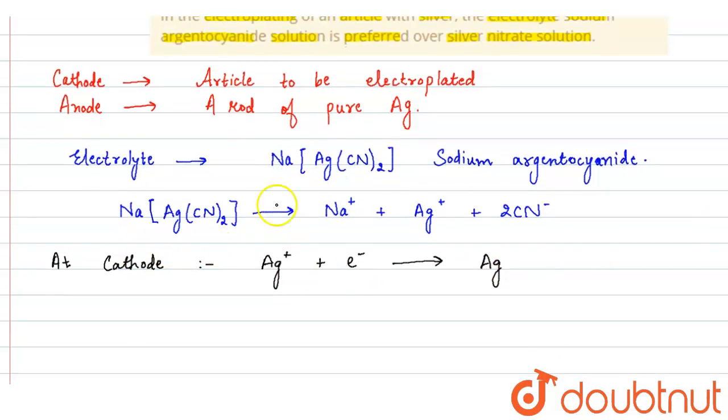Now, if we use the silver nitrate solution, suppose we are having a silver nitrate solution, that is AgNO3. Now, this will also dissociate to form Ag+ and NO3- ions. But the rate of dissociation of AgNO3 is more in comparison to sodium argentocyanide. Now, what happens? If we take silver nitrate solution, the deposition of silver will be very fast, due to which a uniform plating cannot be obtained, or we can say a uniform deposition of silver will not be obtained on the article.